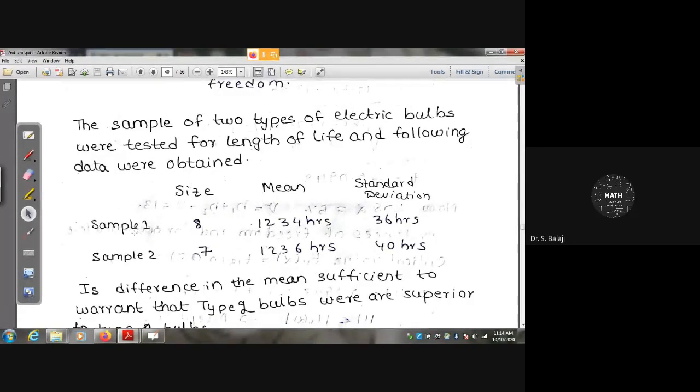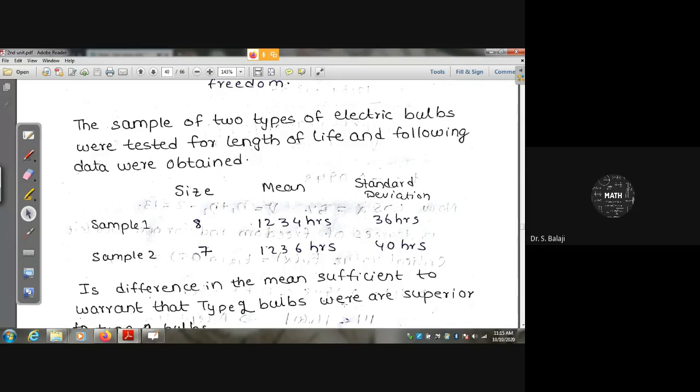Two types of electric bulbs, first type and second type, first sample, second sample here. And the sizes of electric bulbs tested: first sample 8 electric bulbs, and the second sample 7. Their working condition at average level is 1234 hours for the first sample, and 1236 hours for the second sample. And standard deviation is also given, plus or minus sigma: 36 hours for the first sample, 40 hours for the second sample.